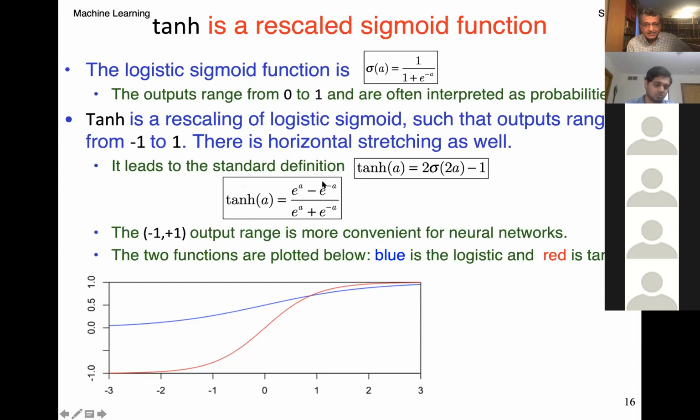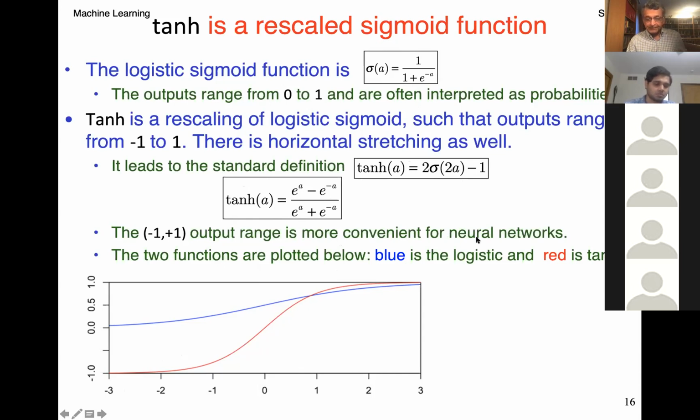So how do you define tanh? Tanh is nothing but 2 sigma of 2a minus 1. It is just a scaled version of sigma of a. But by doing some algebra, that turns out to be exactly the same as tanh of a equal to e to the power of a minus e to the power of minus a over their sum. The output range of -1 to +1 is more convenient for neural networks.